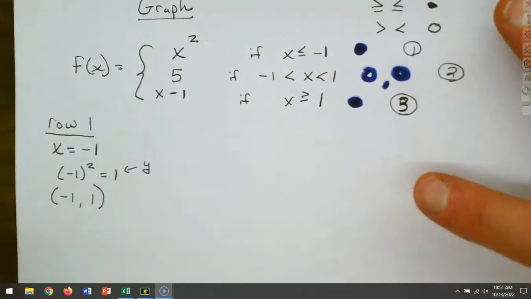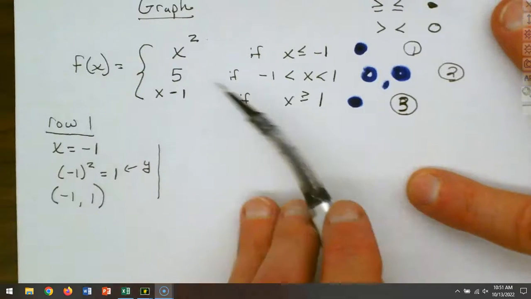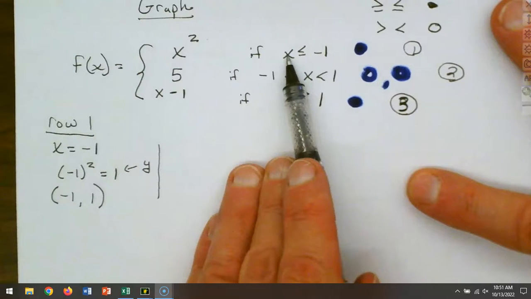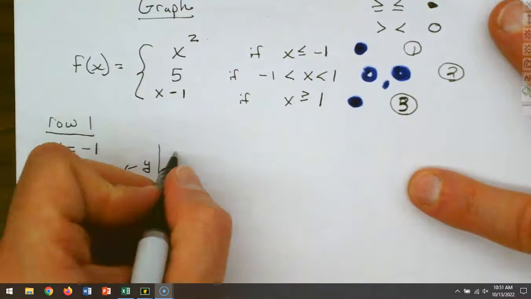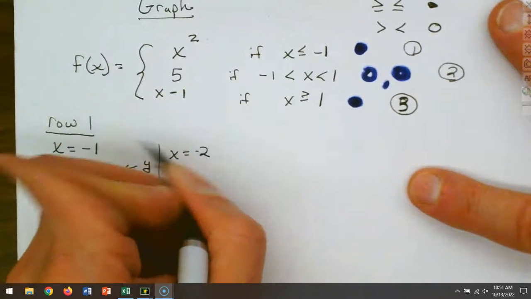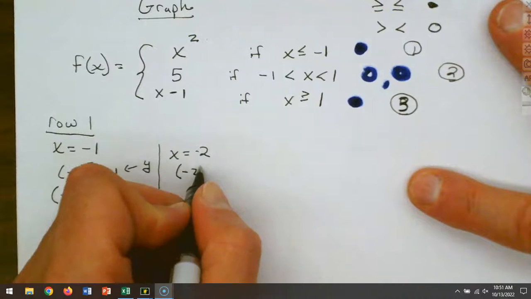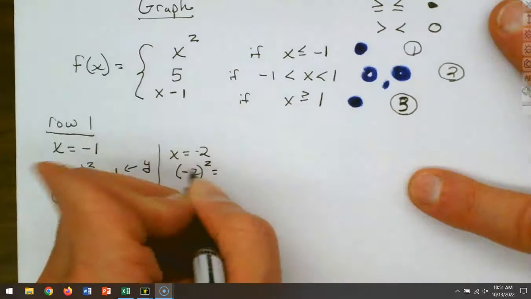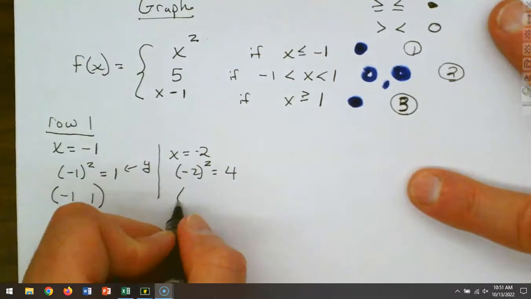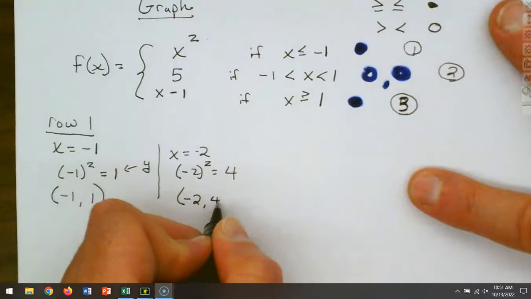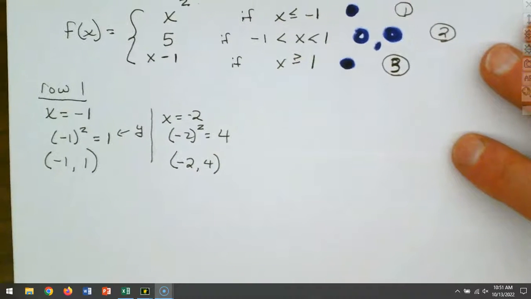We need another point in that first row. It is for values of x that are less than -1. So how about -2? It's clearly in there. These are row 1 here. If I plug in a -2, when I square -2, what does it become? +4. So that is now -2, +4. Let's go ahead and plot that out.